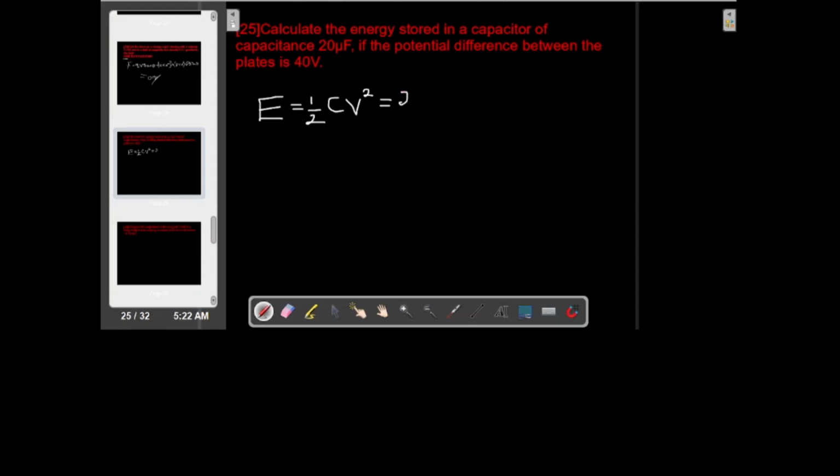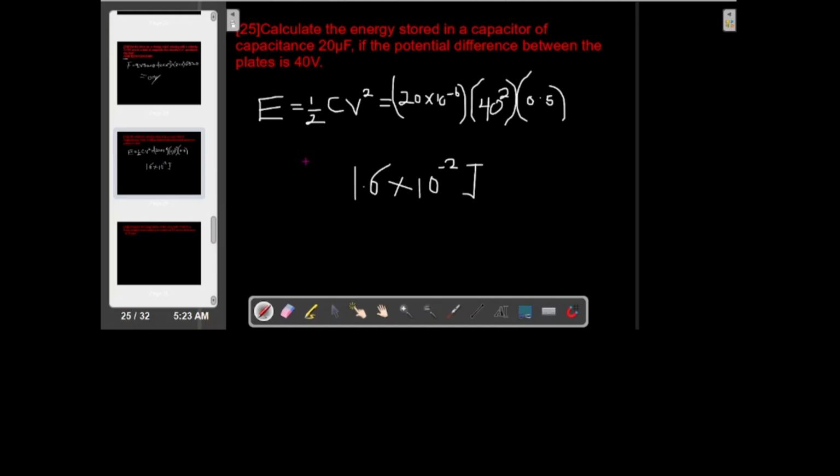So let us input C, which is 20 times 10 to the power of negative 6, because that is what micro means. And then multiplied by our voltage, which is 40 squared. Now let's not forget the half that we have outside. 1 over 2 is just 0.5. Alright. And on solving this, we should get a value of 1.6 times 10 to the power of negative 2. Now what's our unit? Because we're calculating energy, so this has to be joules. So E is equal to 1.6 times 10 to the negative 2 joules.